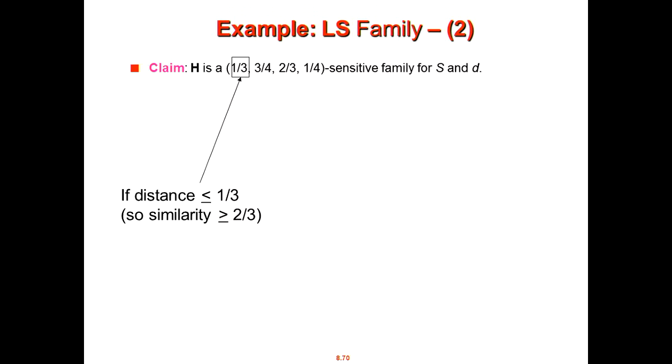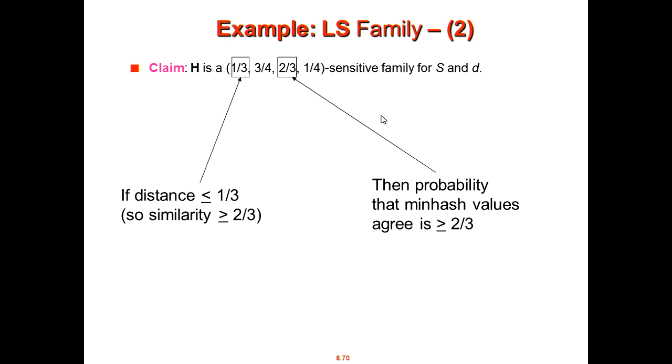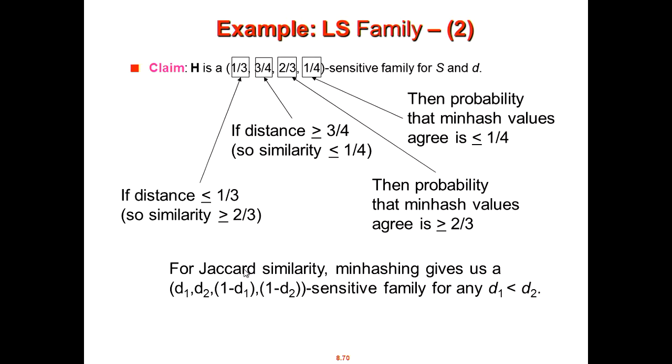Because of time, this is almost the last class, so I'll try to use an example to explain this LSH family. For example, take min-hashing with Jaccard similarity. Min-hashing gives us a d1, d2, 1 minus d1, 1 minus d2 sensitive family, because the probability that their hashed values are equal to each other is exactly the same as their similarity, which is 1 minus d1. That's why we call min-hashing for Jaccard similarity an LSH family. It is in our family because it satisfies the definition.